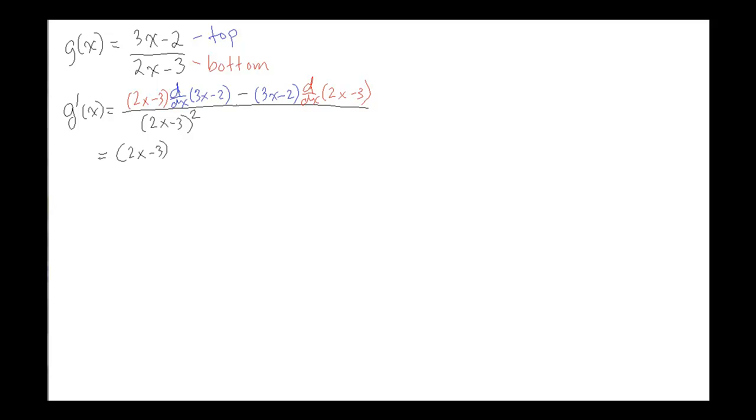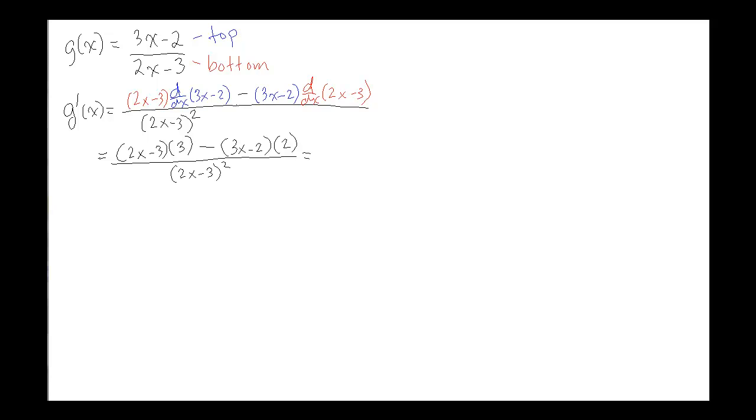2x minus 3. The derivative of 3x minus 2 is going to be 3 times the derivative of x, which is 1, so that's just a 3, minus 3x minus 2 times the derivative of 2x minus 3, so that's 2 times the derivative of x. Derivative of x is 1, so that's 2 times 1, or just 2. All over 2x minus 3 squared, all over bottom squared.